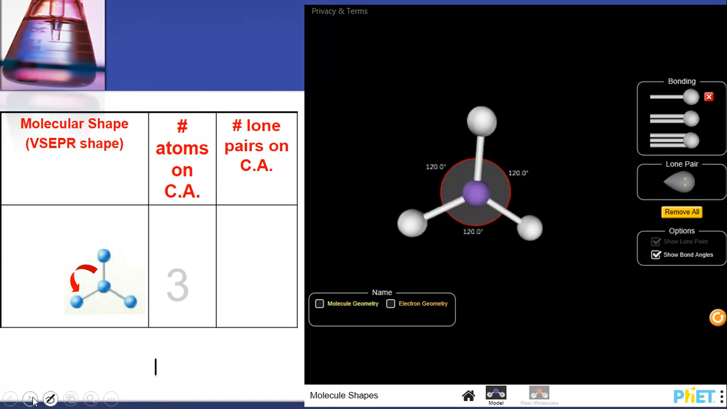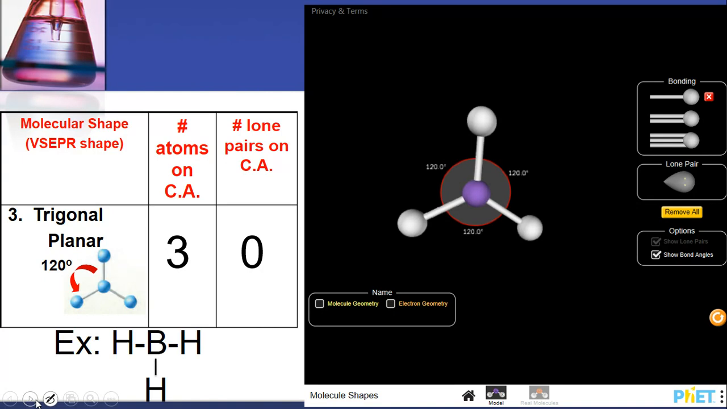The third shape is going to have three atoms on the central atom and no lone pairs. And when you think of geometry in 3, normally triangles should come to mind. So we call this trigonal, triangular, or trigonal's the word, planar. And anytime something's planar, that means it's flat. This is a flat molecule, trigonal planar. An example of trigonal planar is boron trihydride here. Notice the boron does not have any lone pairs on it.